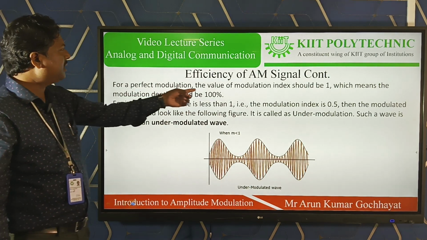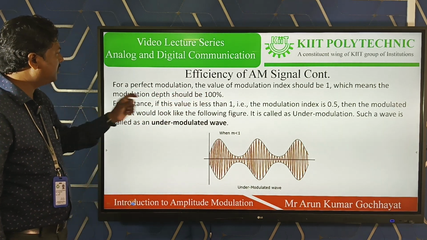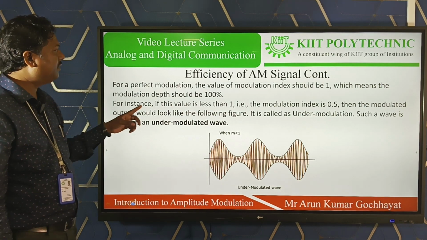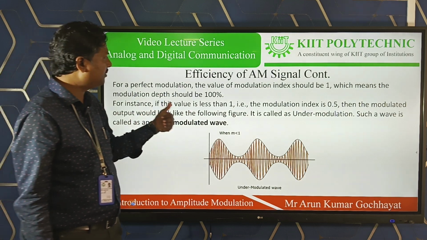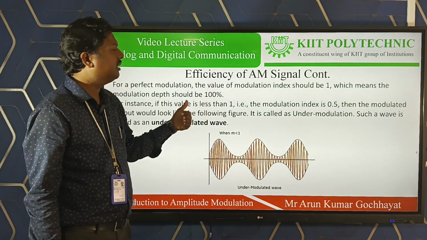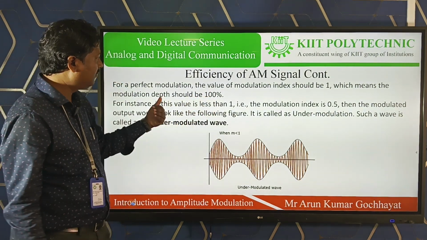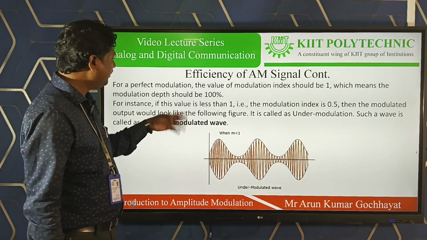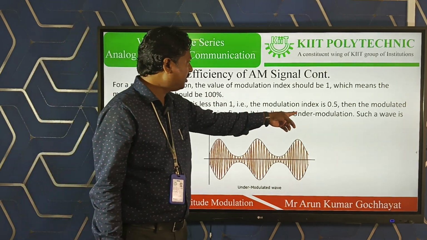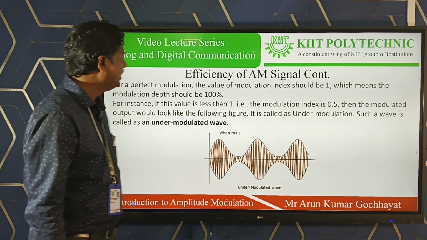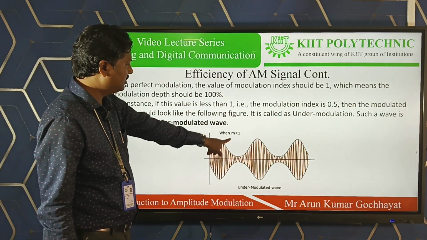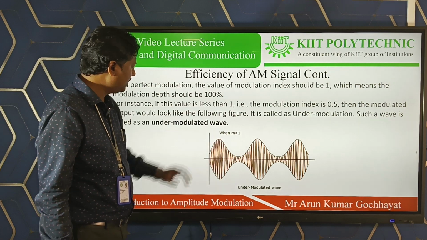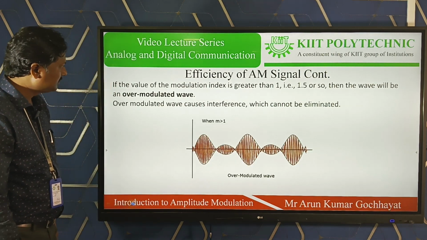So sometimes we prefer 100% modulation, but many a time we will not prefer 100% modulation. Modulation index value is kept much less than 1. So if we consider the value of modulation at 0.5, then we'll have a modulated signal which will look like this. So here modulation index is kept lower than 1.